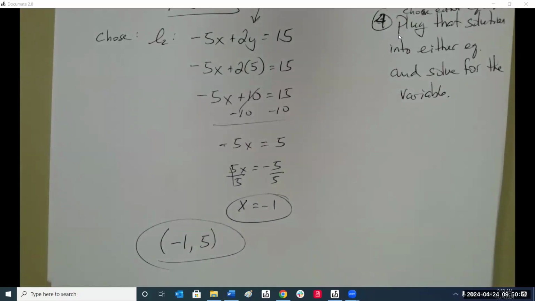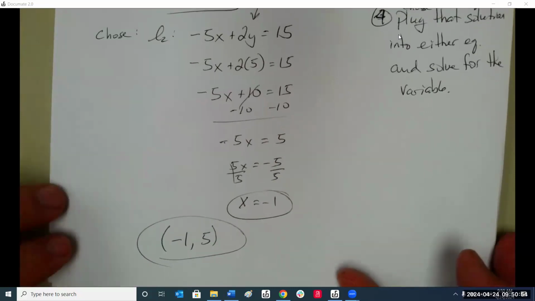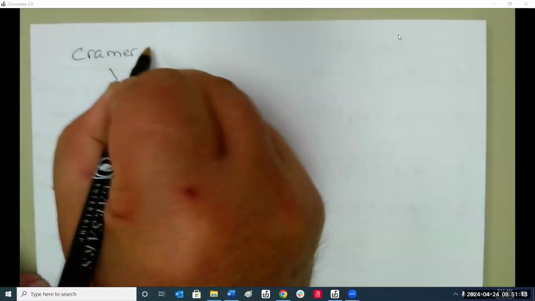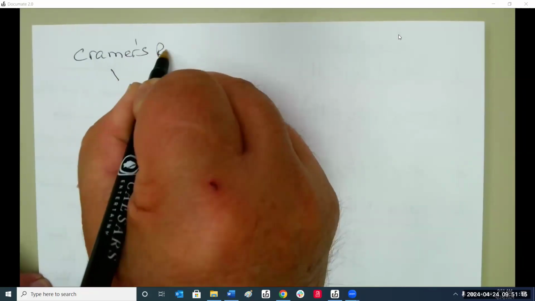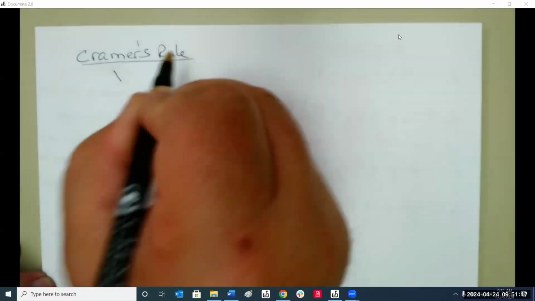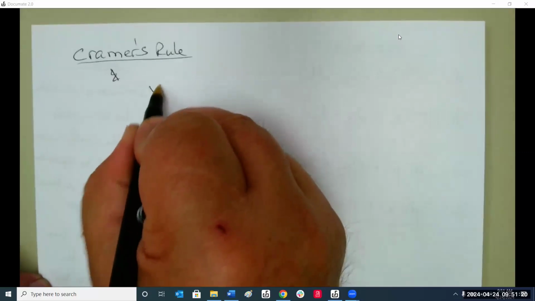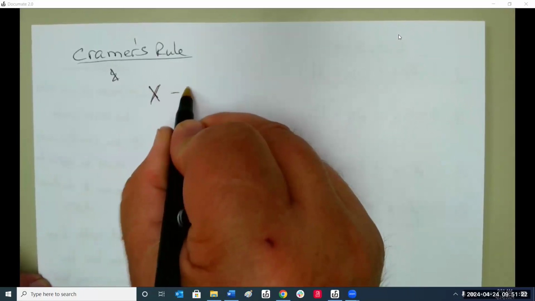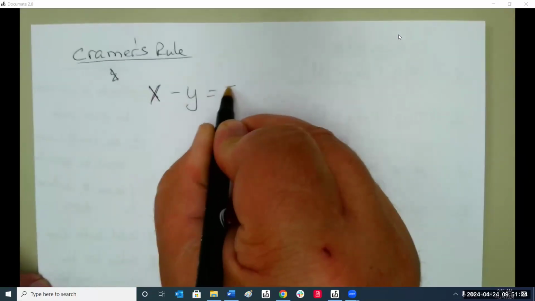Pretty easy. It just takes time. Now, that leads us to our last method, Cramer's rule. Go back to the simpler ones we had. This is Cramer's rule. Cramer's rule converts your equations into matrices.